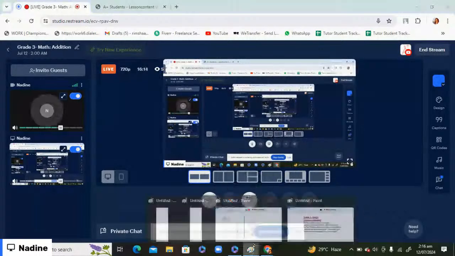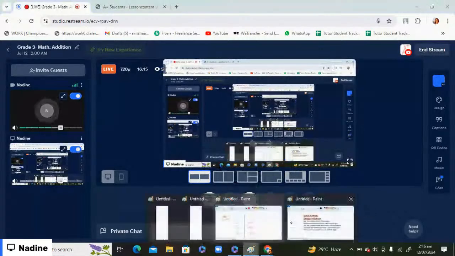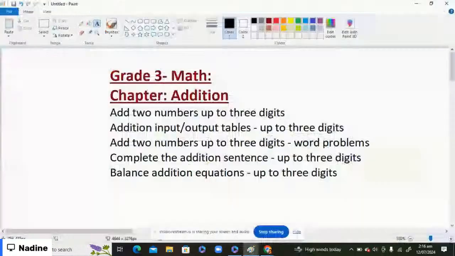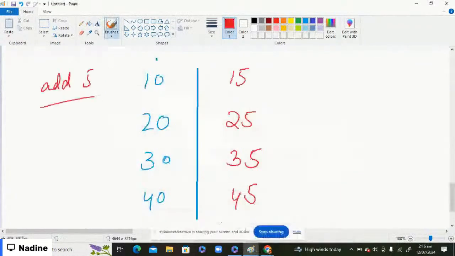Okay, now hello everyone. There was trouble with the screen, that's why I started again. So we discussed group 3 maths. This is the chapter. The first chapter is already covered. We are on the second chapter. Okay. So what do we discuss? We are going to discuss this one.